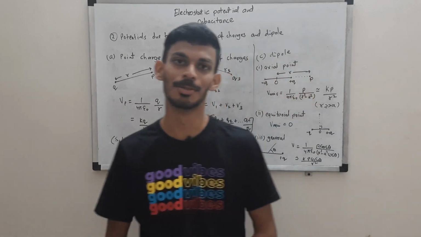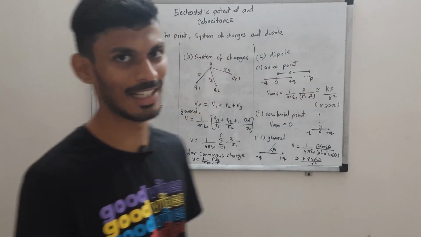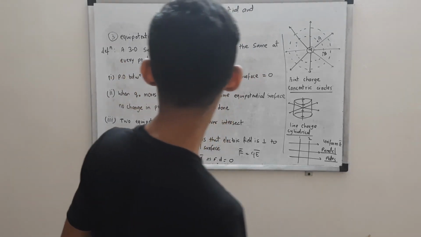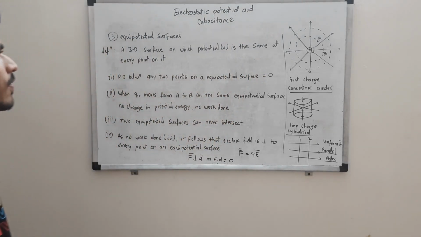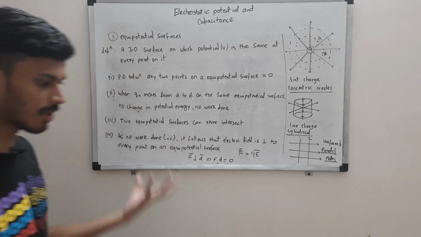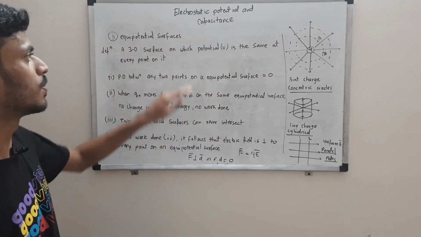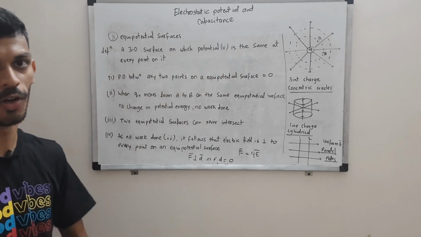Okay, so with that being said, let's move to our next section, which is equipotential surfaces. So what are these equipotential surfaces? By definition, it is a 3D surface on which potential is the same throughout. A 3D surface on which potential is the same at every point on that surface.